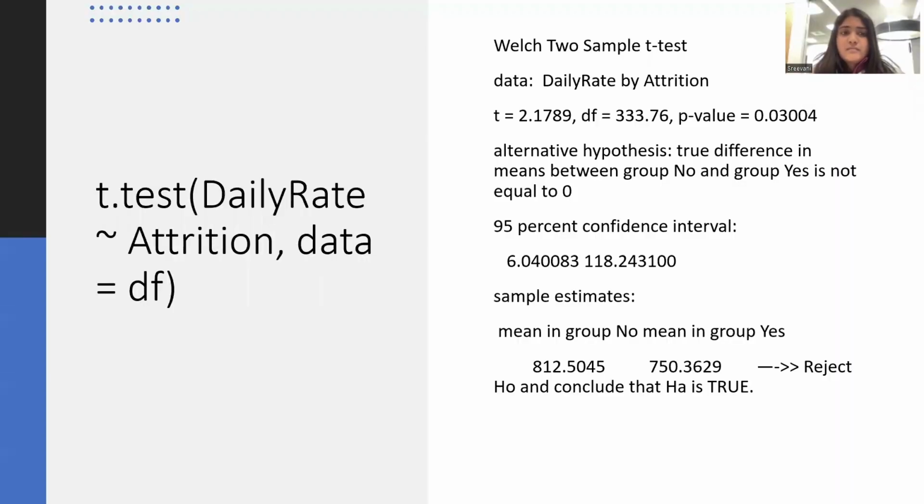Here is an example of R code along with an output. We can see the t-value, degrees of freedom, 95% confidence interval, and the respective means for both subcategories. Since in this case the p-value is low, 3%, and falls in the rejection region, we can conclude that the alternative hypothesis is true, and the means for those two subgroups are actually different.